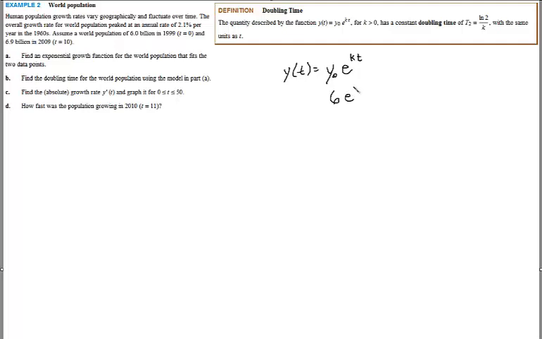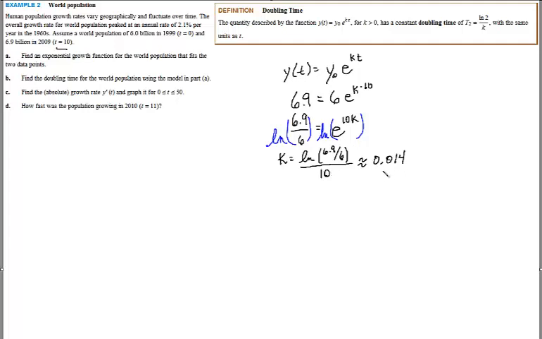e to the k is something we are going to be looking for, and they tell us at time 10 the y value here, or the population total, was 6.9. So what I'm going to do is solve for k, and I'll move the 6 over, take the natural log of both sides, and divide by 10.